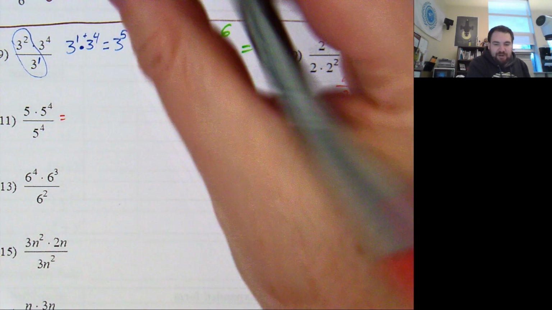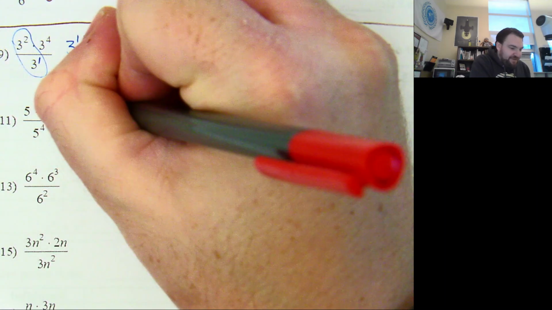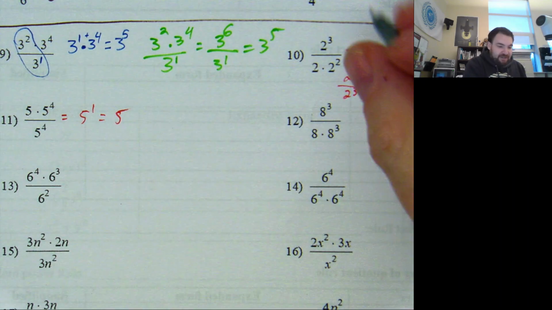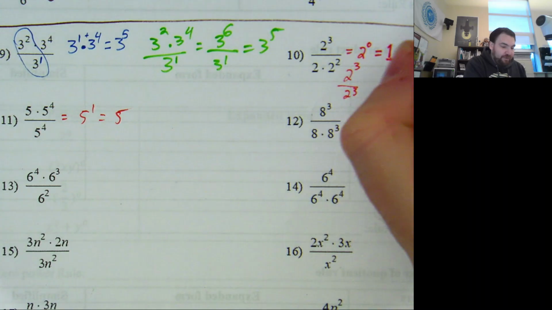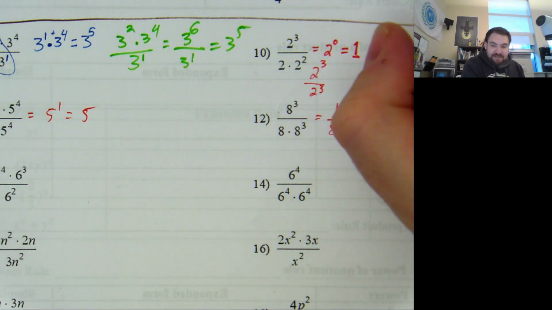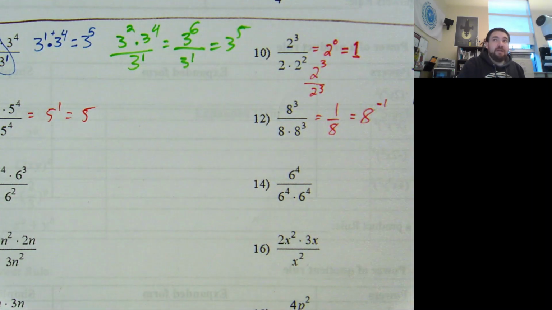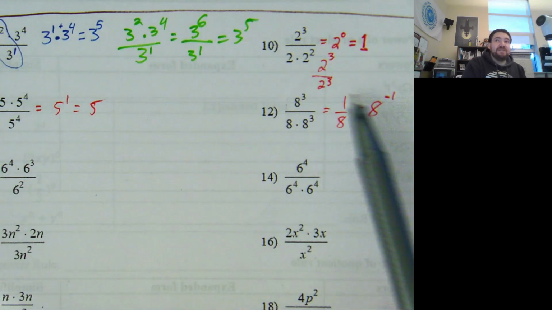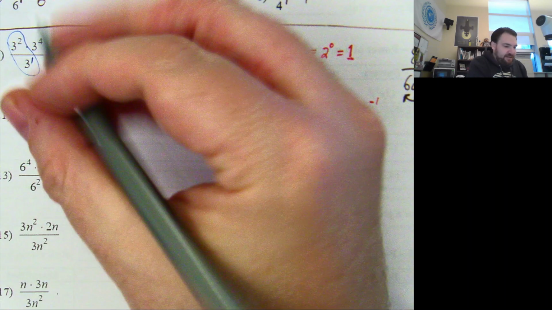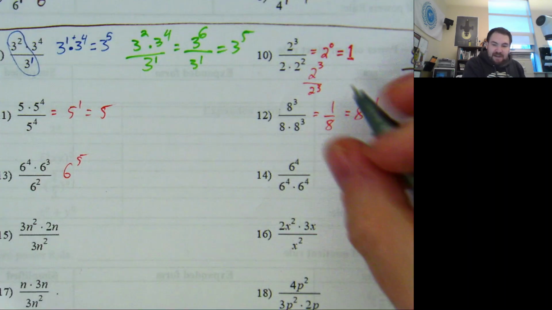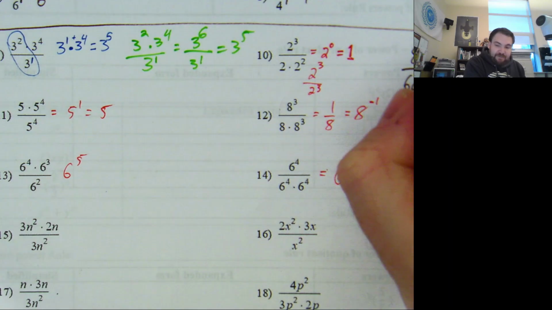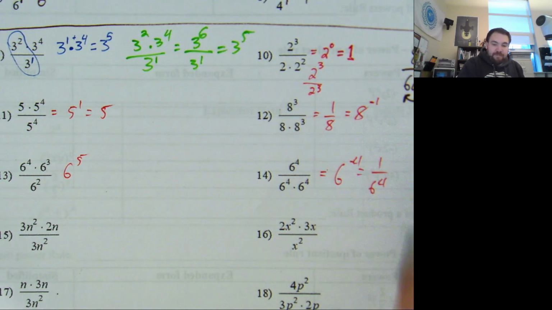Okay, so that's number 10. Number 11, 5 to the 1. Some of you may have just left it as 5. Number 12 is going to be either. I saw some of you write it as 1 over 8. That's great. Some of you may have written it as 8 to the negative 1. Either one of these is totally acceptable. Number 13, 6 to the 5. Number 14 is similar to 12, 6 to the negative 4, 1 over 6 to the 4.